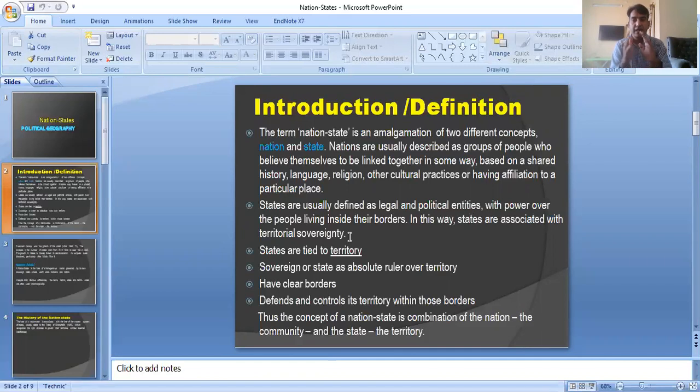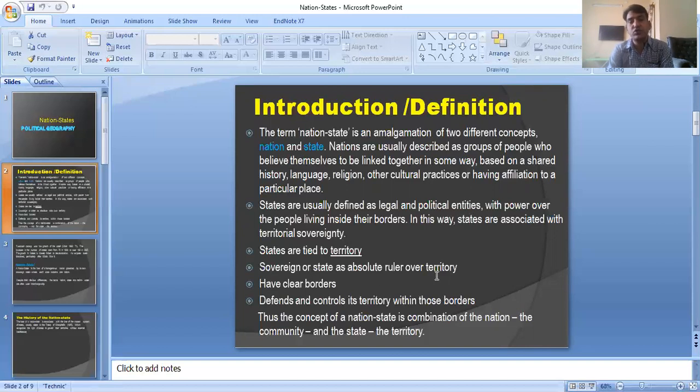So what it means is that this state is run under certain laws, rules, and regulations, under a certain political system, and that territory is bounded by certain borders. If I say nations mean people and states mean territory, then the state is sovereign, meaning it has the power or control over its territory to do legislation and exercise political power. So states, as I told you, are tied to territory.